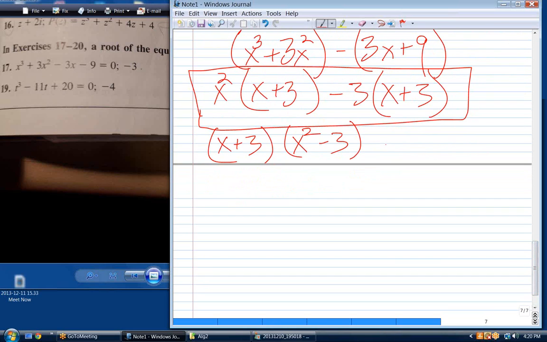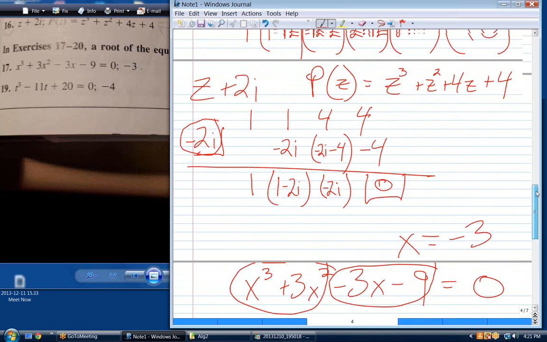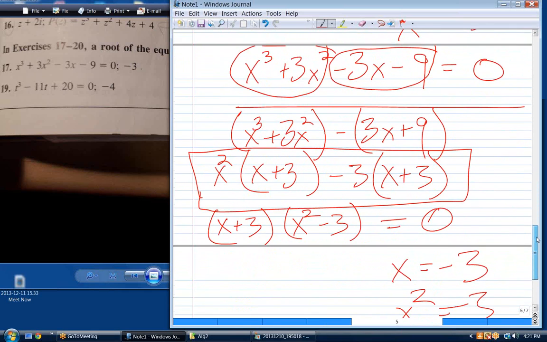So now all of that is equal to 0, and it's easy to solve. Well, x is equal to minus 3, or x squared is equal to 3, meaning x is equal to plus or minus the square root of 3. So there are our 3 solutions. And we didn't even need any of their help. However, let's go back and do it the way they wanted us to do it.